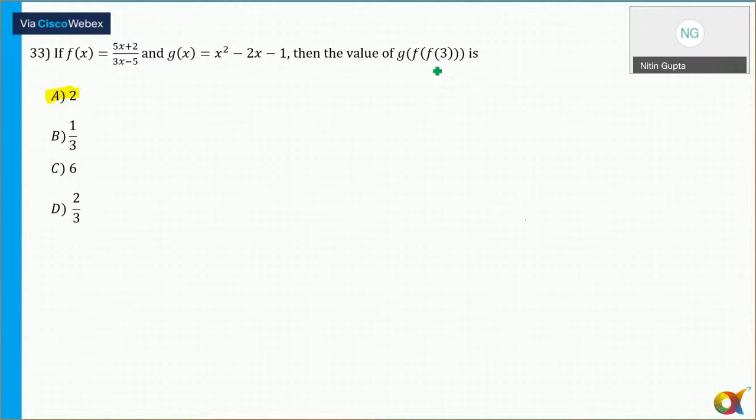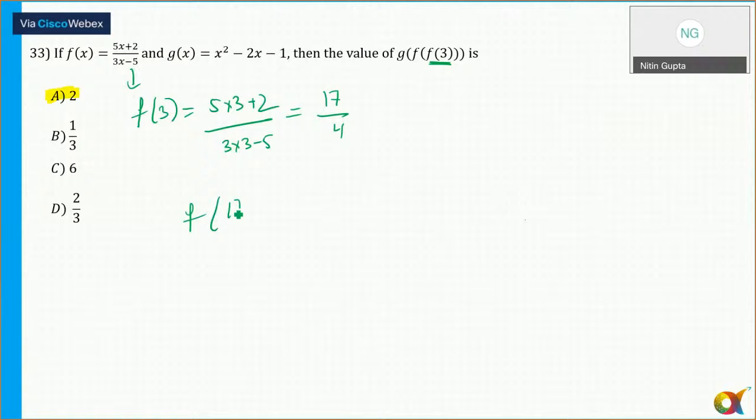First, I need to find out F3. So from here, I'll find out F3. That is 5 into 3 plus 2 upon 3 into 3 minus 5. So 5 3s are 15 plus 2, that is 17. 3 3s are 9 minus 5, that is 4, so 17 by 4. So F3 is equal to 17 by 4. Then I'll say F of 17 by 4, which is equal to 5 into 17 by 4 plus 2 upon 3 into 17 by 4 minus 5. So you guys are saying that it is equal to how much? 3. Perfect.